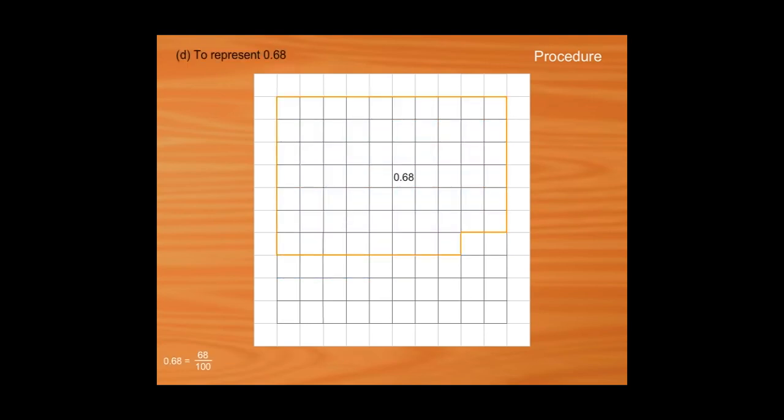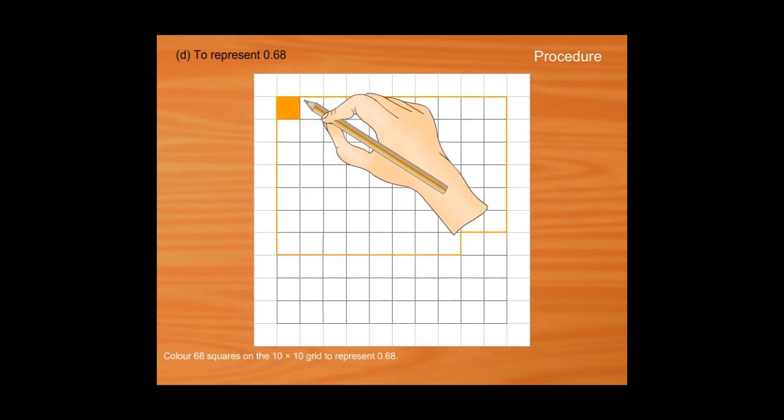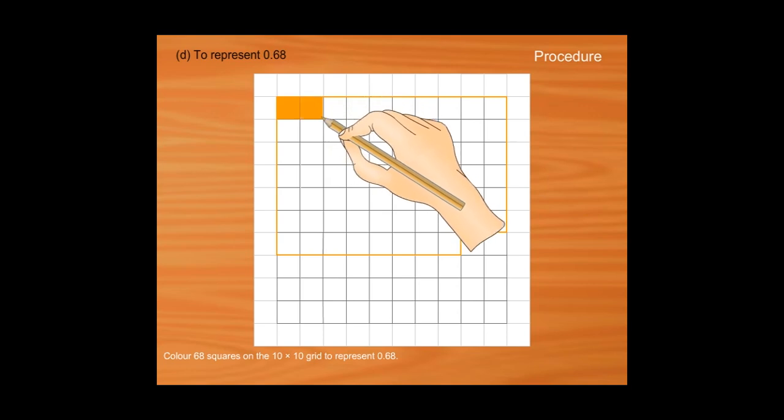To represent 0.68. 0.68 is equal to 68 upon 100. Color 68 squares on the 10 by 10 grid to represent 0.68.